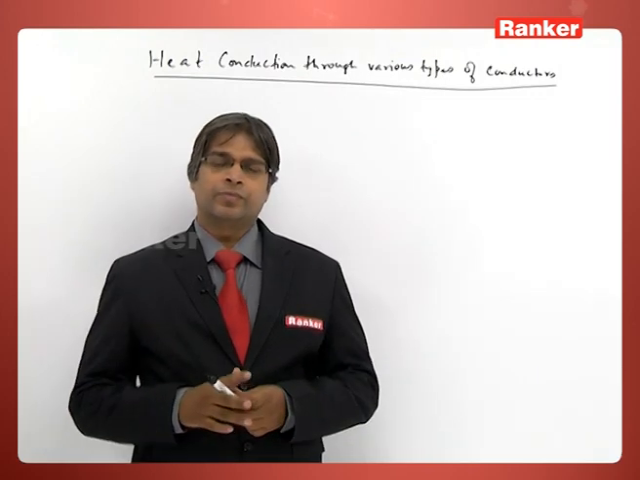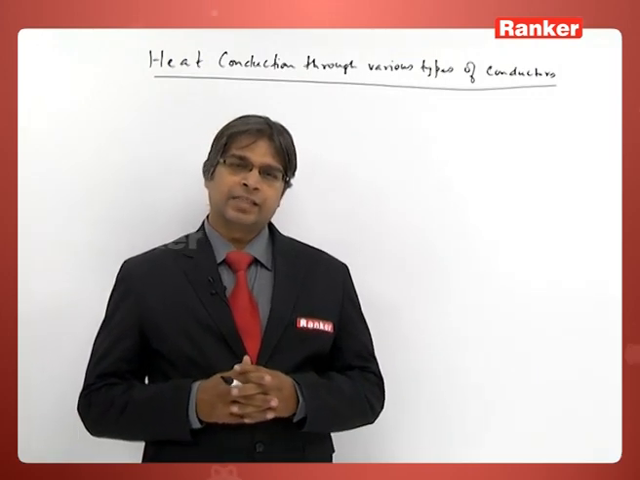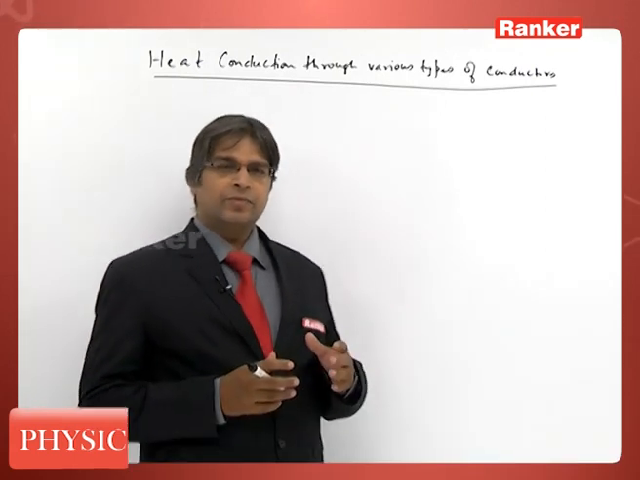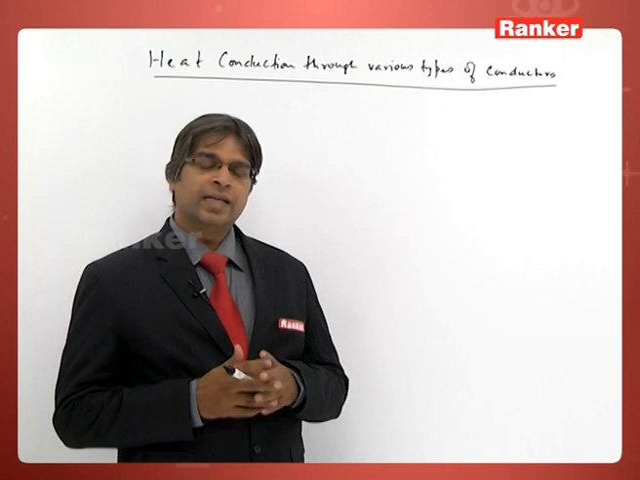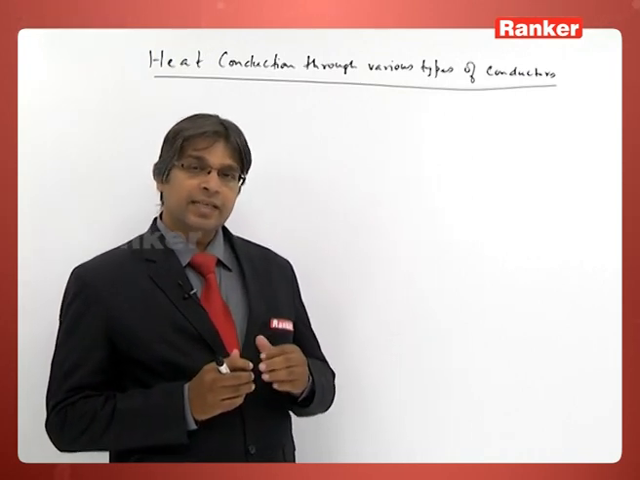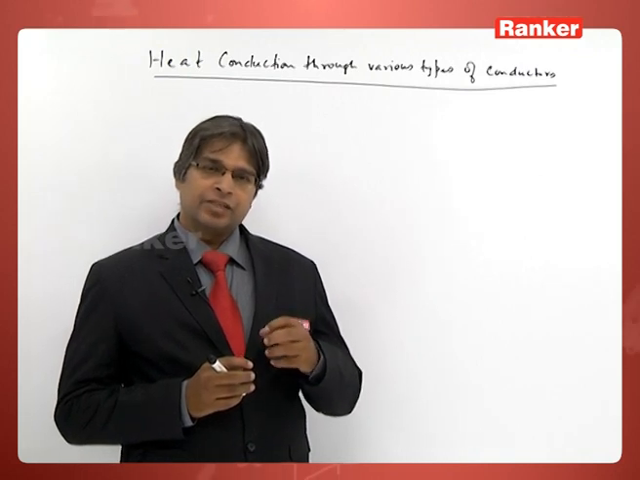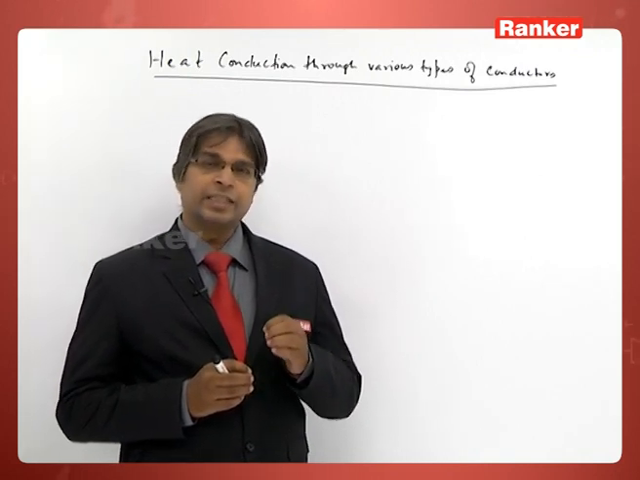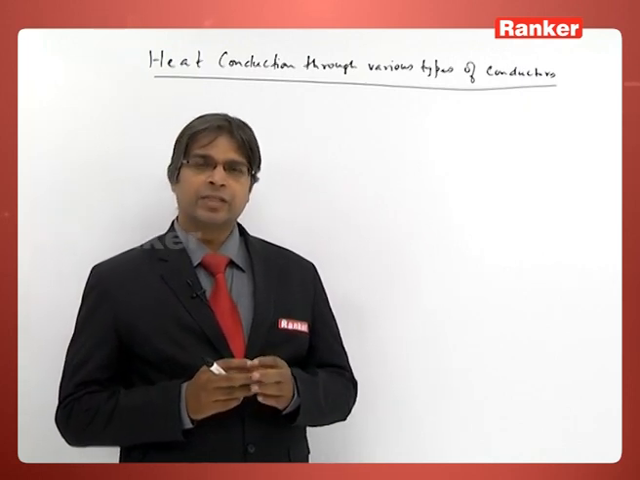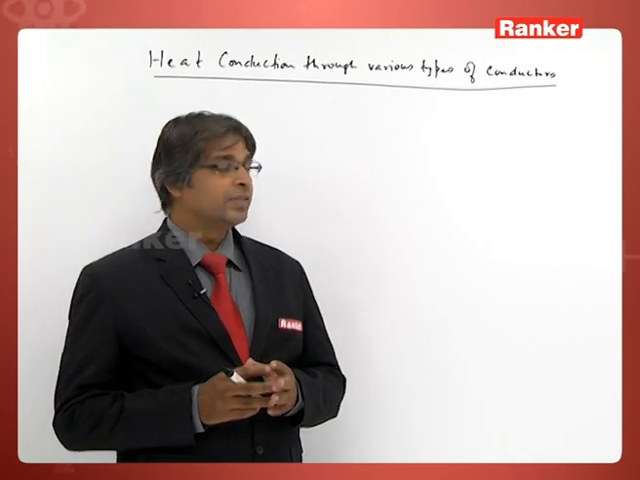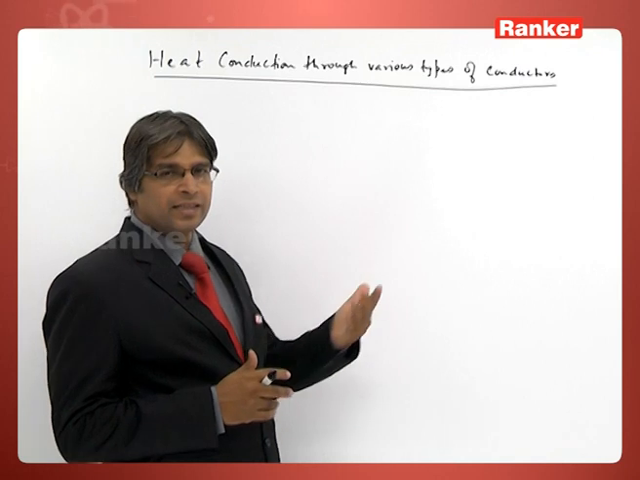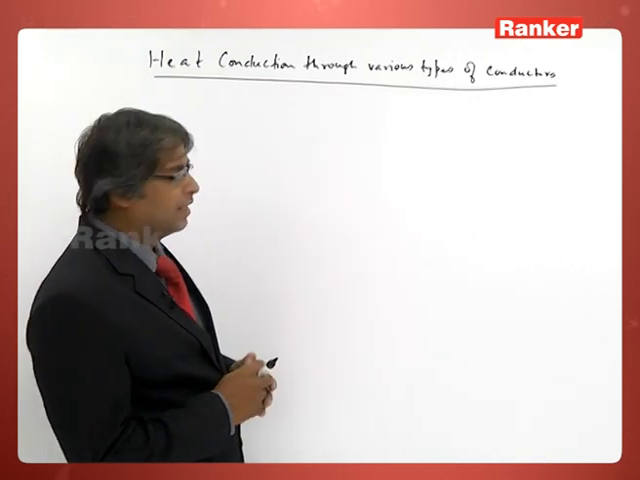So, now we will see the heat conduction through various type of conductors. First, in the previous session we have seen the spherical conductor and the cylindrical conductor. Now, we will see the heat conduction through a spherical conductor with constant heat production, as well as through cylindrical conductors with constant heat production. Then we will see some series and parallel combination of resistors and network analysis through these heat conductors.